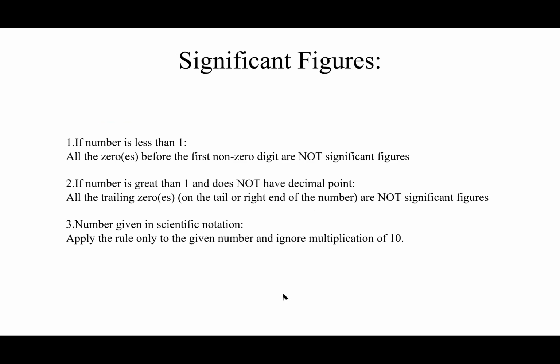This is very important. All right, so what are the rules for significant figures? The first rule is if the number is less than one, it means it's like 0 point something. In that case, all the zeros before your first non-zero digit are not significant figures. If you have a number like this, this is your first non-zero number, which is number 2. So all the zeros before that are not going to be considered as significant figures. So how many significant figures are there? You can say it is going to be 3. So 1, 2, and 3.